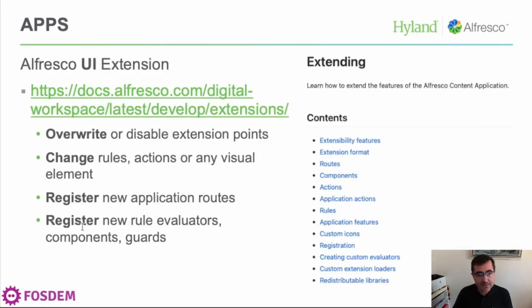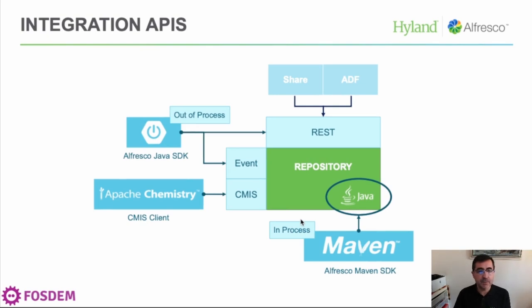If we move to the Alfresco UI extension, to the ADF, then this is something different. Then you need to use an Angular project, and you can override or disable extension points. You can change some rules, actions, or visual elements. You can register new application routes, and you can also reuse new rules, evaluators, component guards, and so on. So you have all the information also on the Alfresco official documentation, and the extensibility, this extending mechanism, it's able to apply your Angular components to the default application. So you are working in this case with Angular, so you need a bit of knowledge of Angular in order to extend that.